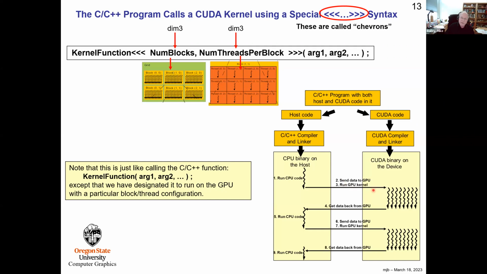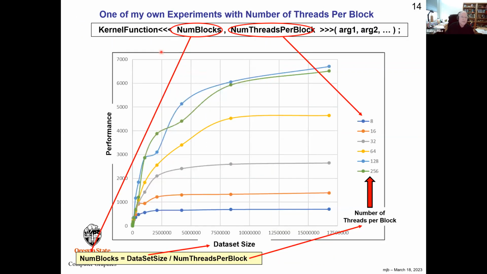Okay, so that's this process: send or run the GPU kernel. It's just like calling a C or C++ function, parentheses, arguments, arguments, arguments, except it's got that chevron stuff because it has to allocate so many blocks and so many threads per block. I'll show you this in the code.